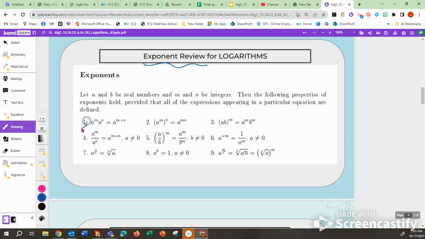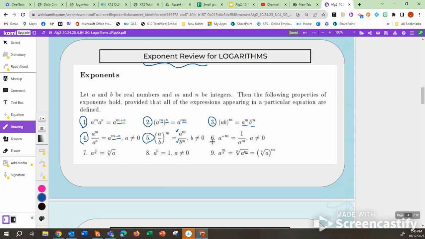So rule number 1 says, if we're multiplying like bases, then we add the exponents. Rule number 2 says, if we have something raised to a power and it's raised to another power, then we multiply those powers. Rule number 3 says, if I have more than one thing that's being multiplied inside our parentheses, raised to a power, then both of those things are raised to that power. Number 4 says, if you're dividing like bases, then you subtract the exponents. Number 5 says if you have a fraction in parentheses raised to a power, then the top of that fraction is raised to the same power that the bottom of the fraction is raised to.